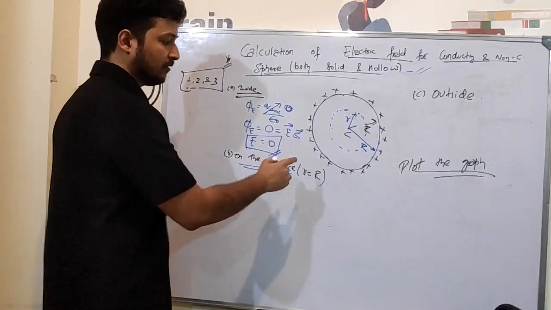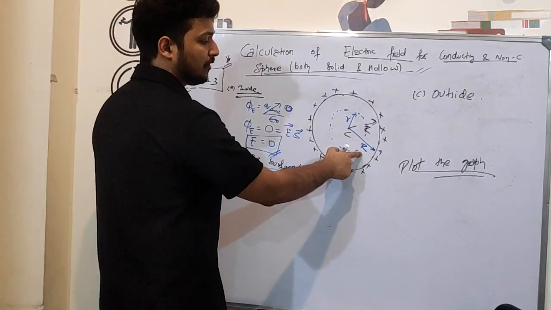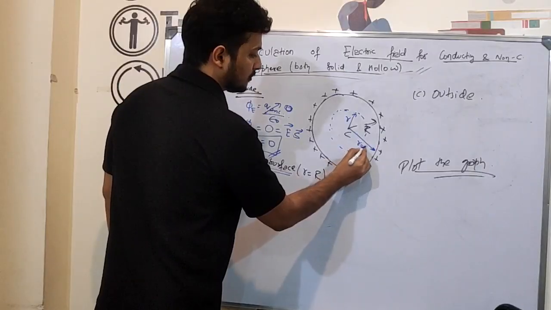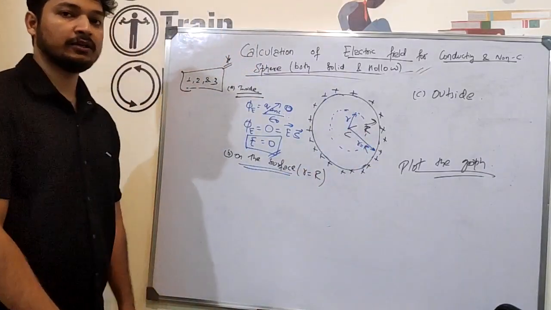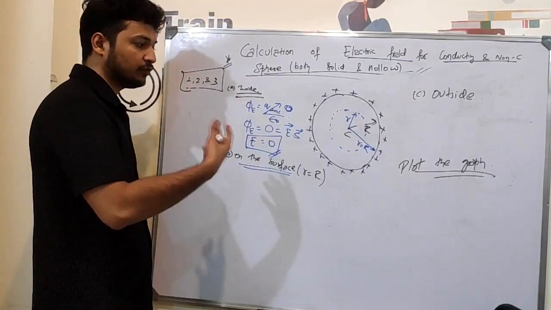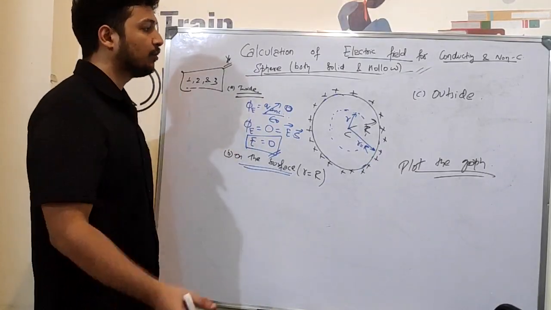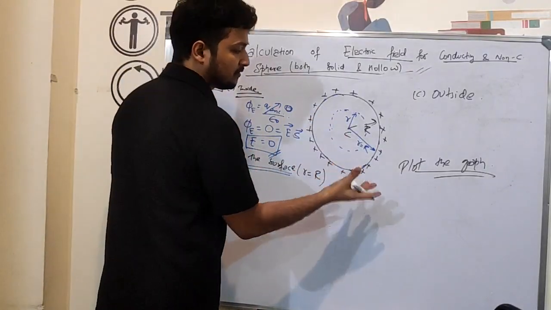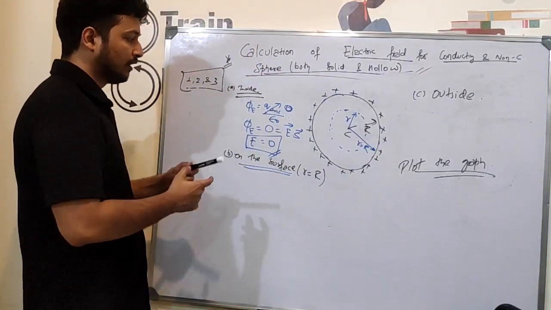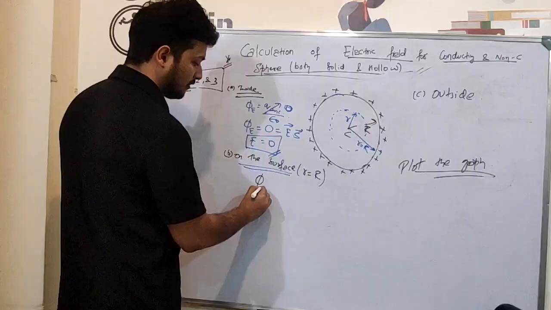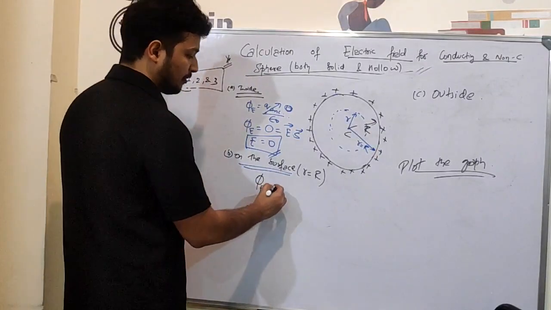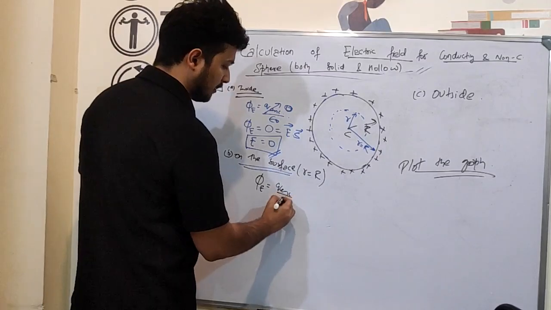That means here the value of capital R, which is the radius of our Gaussian surface, will be equal to capital R. Now you can see the value of charge enclosed by that Gaussian surface. How much charge did we imagine this surface had? We initially imagined that the surface has a charge of Q. That means the value of phi enclosed, that is the flux, will be equal to Q enclosed divided by epsilon naught.